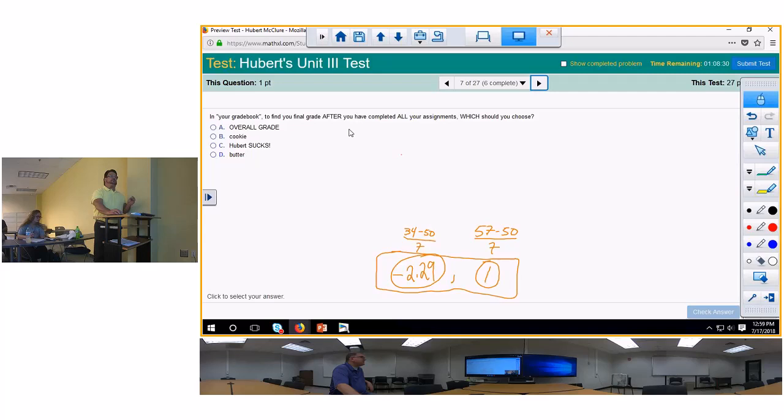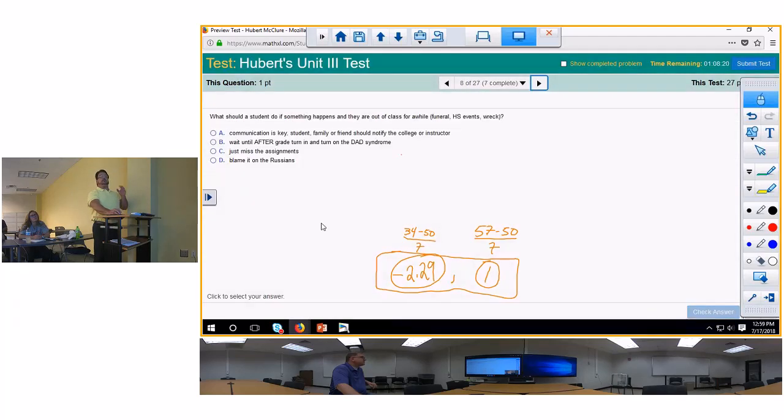After you have completed all your assignments, which should you choose? A. Do you know that after I put these questions on four unit tests, I still get two or three deadheads asking me the same questions? A week after grade turn-in, Chad, a week after grade turn-in, I get some of these questions.